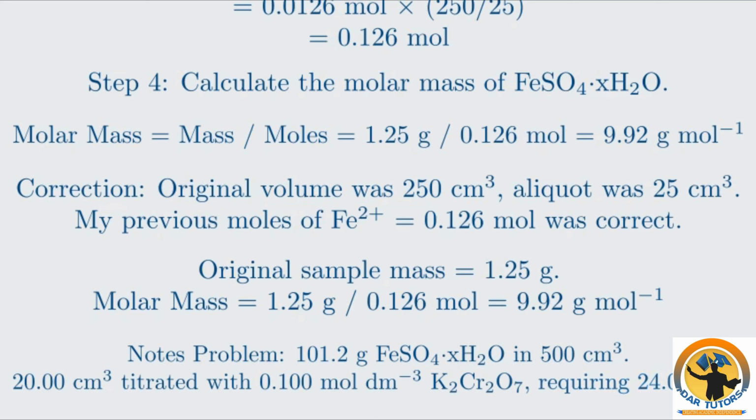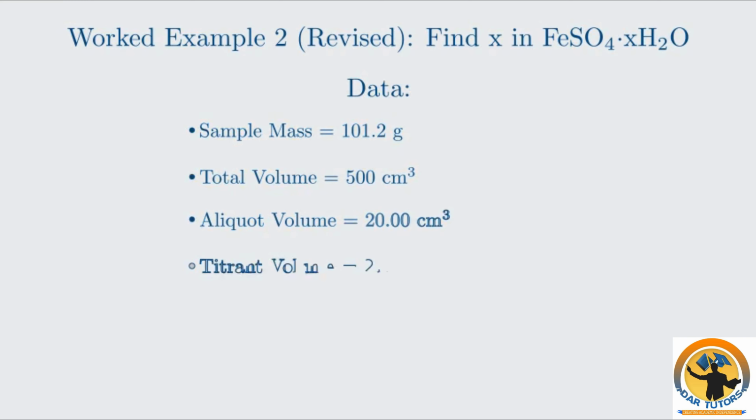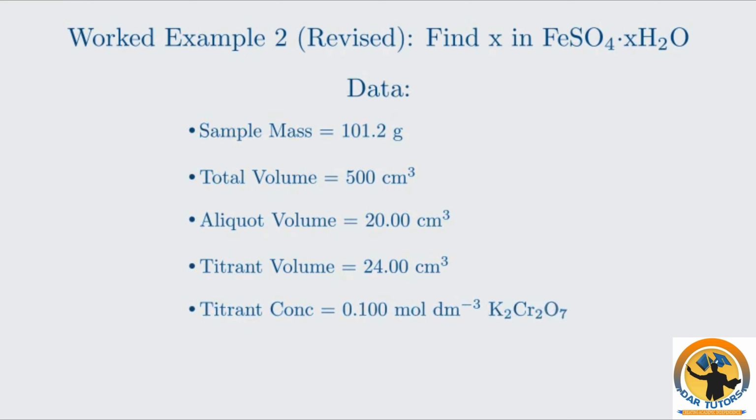Let's follow this through the calculation. Okay, let's restart the second worked example using the precise figures from the notes. This is a very common type of IB problem, so let's get it right. The problem is to determine the value of X in FeSO4·XH2O using the titration of the iron 2 with dichromate. We have 101.2 grams of the salt dissolved in 500 cubic centimeters of water. We titrate 20.100 cubic centimeters of this solution with 2400 cubic centimeters of 0.100 molar dichromate.